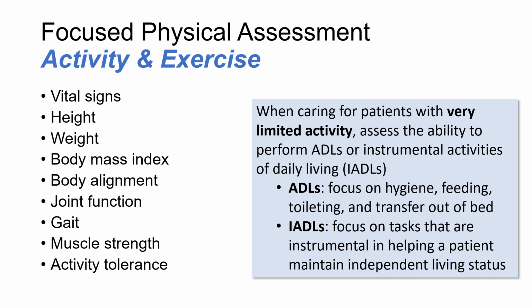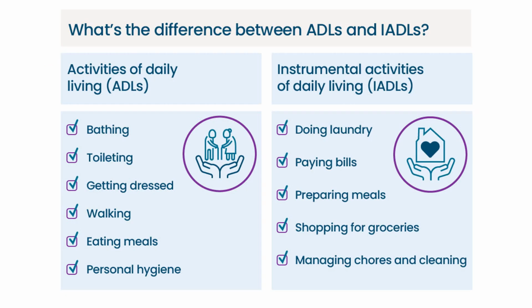So instrumental ADLs focus on things that are instrumental in helping a patient maintain an independent living status. So things like doing their laundry, cooking in the kitchen, actually leaving their home to go buy groceries, and just maintaining their household. So if you have a patient that's not able to do those things, you need to recognize that and get a case manager involved, maybe a social worker, because these patients may not be able to return back home after leaving the hospital.